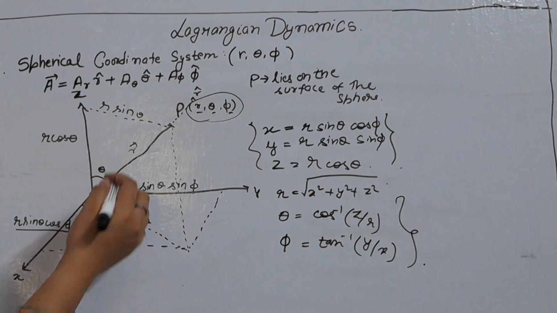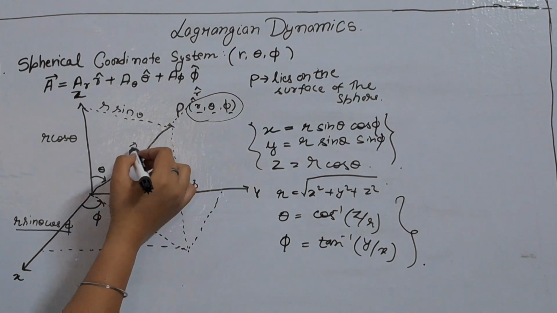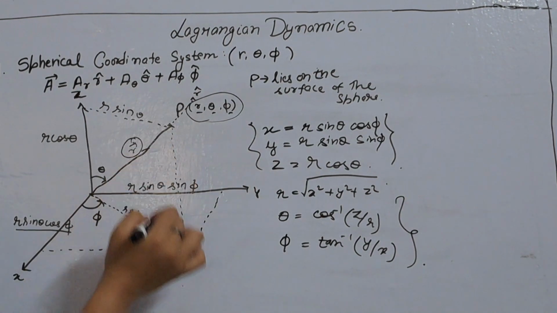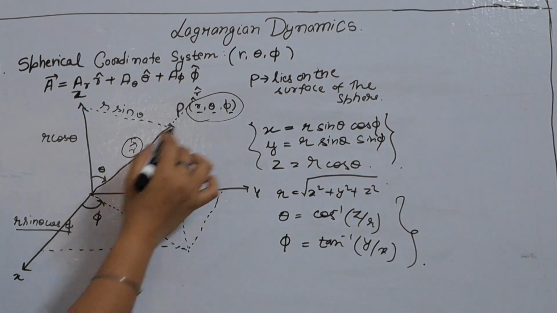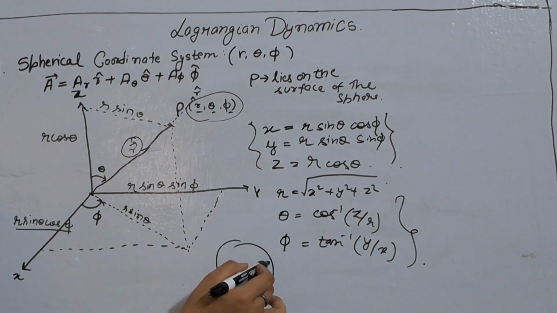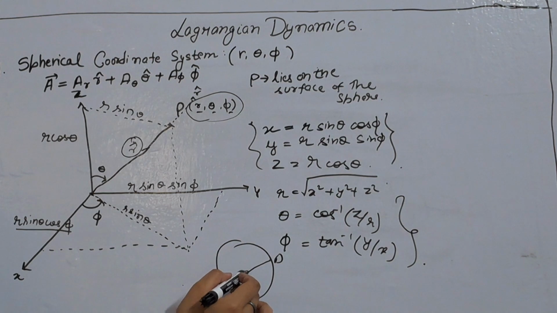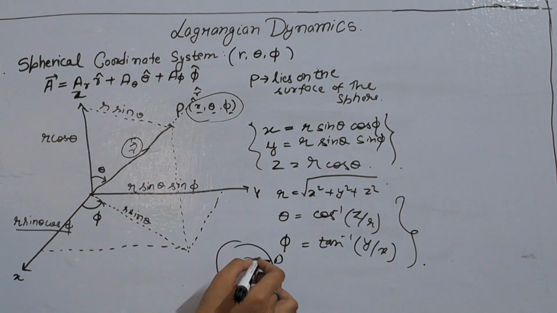And yes, since P is the point that lies on the sphere, this r vector is nothing but the radius of the sphere.